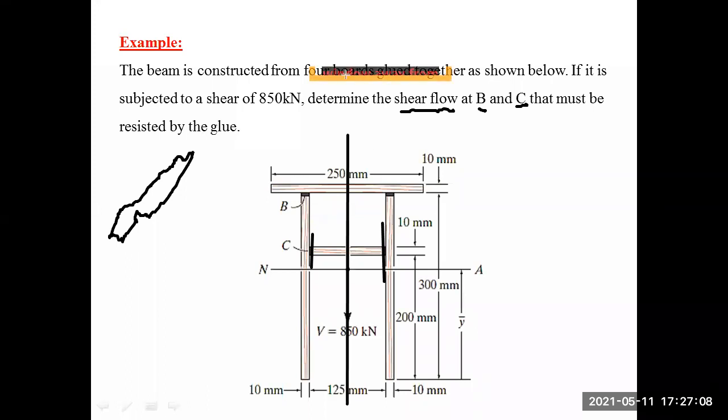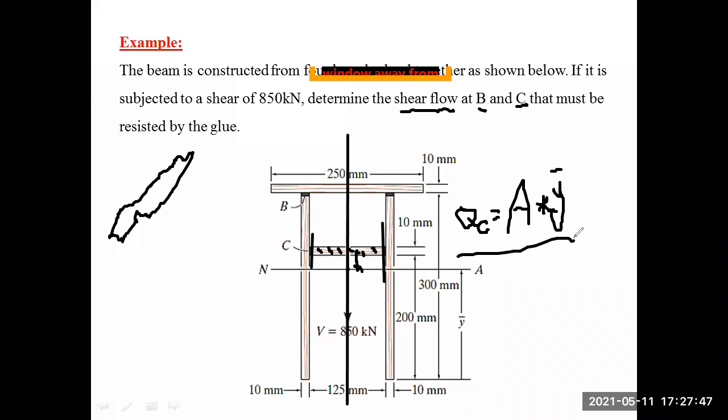So to determine Q, this part would fall. This part is the part that gets disconnected from the rest of the beam. So this would be my second Q, which we call Q sub C. Q sub C means the area of that specific element times Y bar or Y prime, whatever you call it, the distance from the centroid of this element to the neutral axis. And this would be Q C.